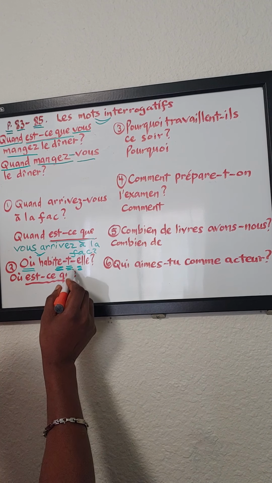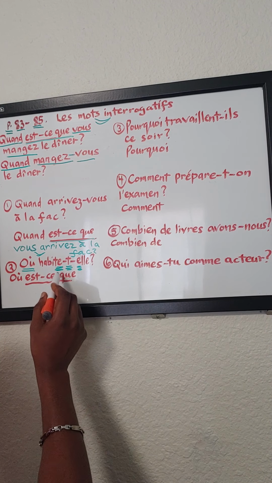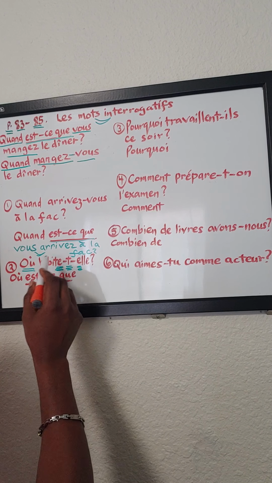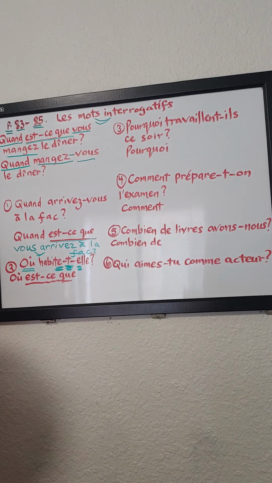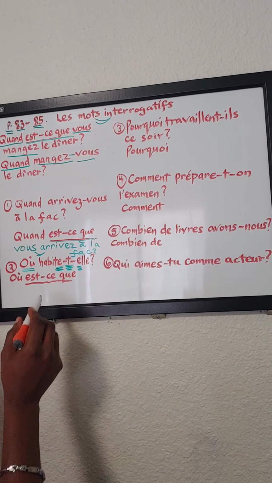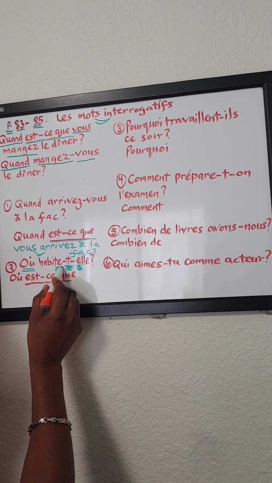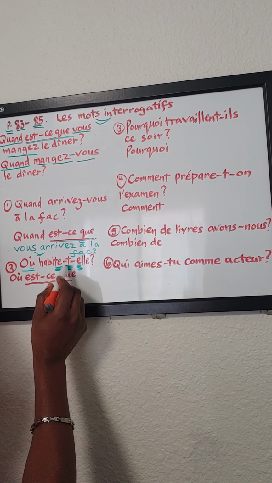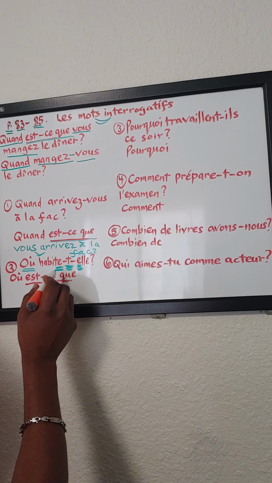Où habite-t-elle? See that? The subject pronoun and the verb have switched places, and we put the T there so that the two vowels can be separated for us to pronounce the words very well. All right. Où habite-t-elle?